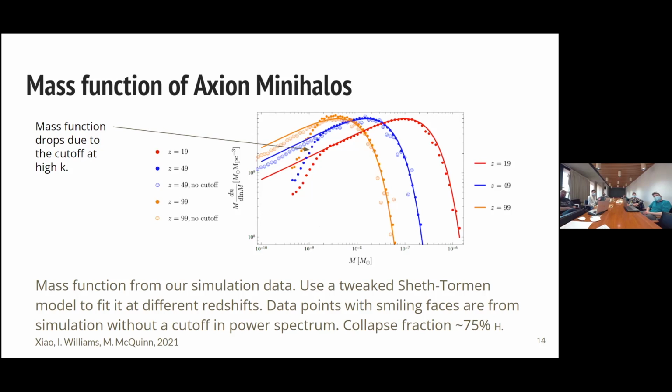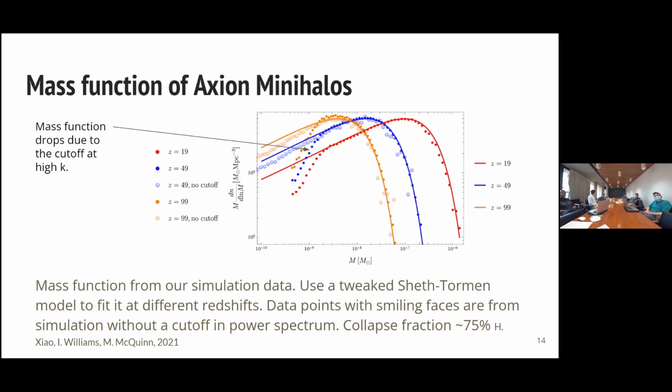So this is simply to confirm that this disagreement at the low mass end is due to some physical cutoff, but not numerical artifacts. And also, if we integrate over the mass function, you will find that the collapse fraction is about 75% at redshift 19. So a lot of dark matter has collapsed into those substructures because you had order one fluctuation on the white noise power. So this is a lot, and I will show you later that this will be detectable.